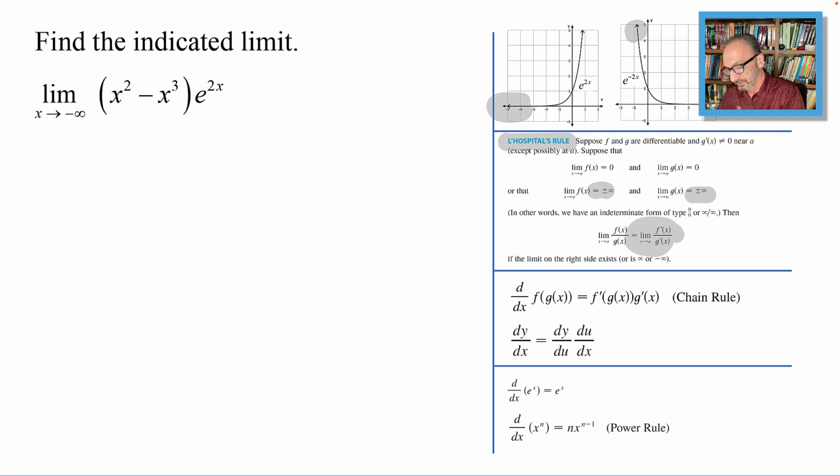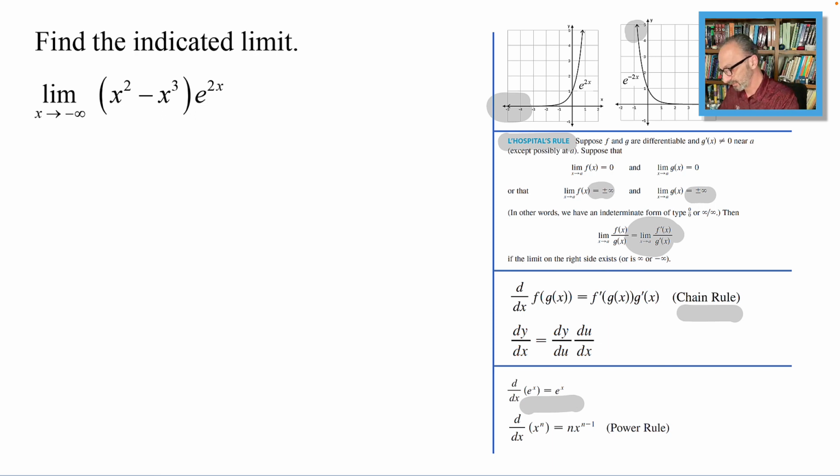The chain rule: the derivative of e to the x equals e to the x. Since I have e to the power 2x, we'll use this rule with the chain rule. And of course, finding derivatives of the inside part, x to the second and x to the third, we'll use the power rule.